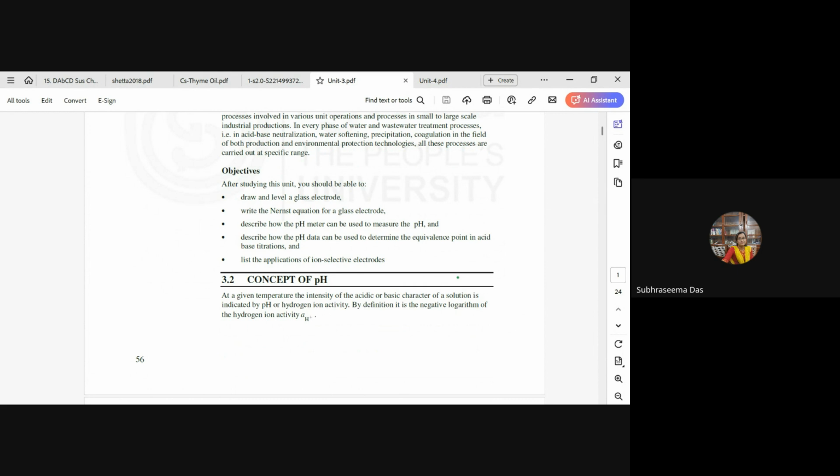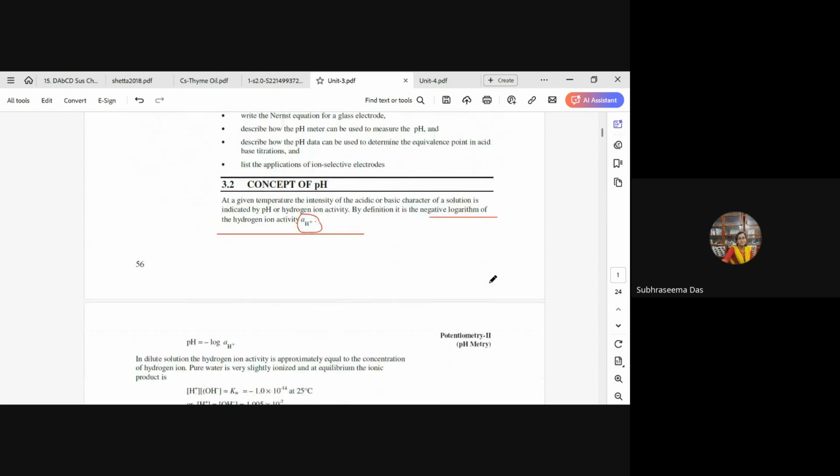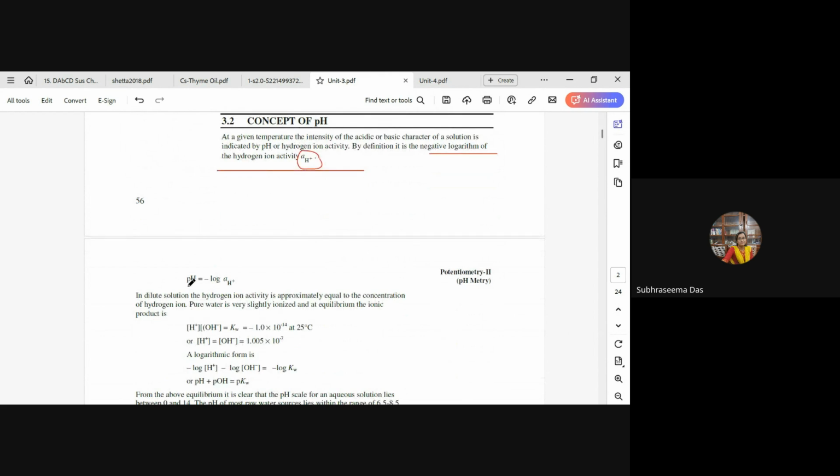So now we'll start with the basic concepts of pH. First we will define what pH is. By definition, pH is defined as the negative log of the hydrogen ion activity, that is, minus log of the H plus ion activity, represented as a H plus, which is called the activity of the hydrogen ion. So this is the general or mathematical definition of pH. Here it is written as pH is equal to minus log of the activity of hydrogen ions.